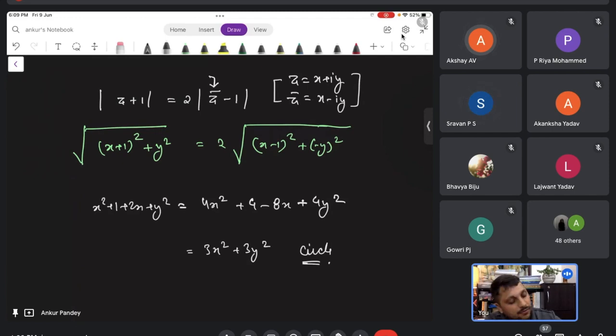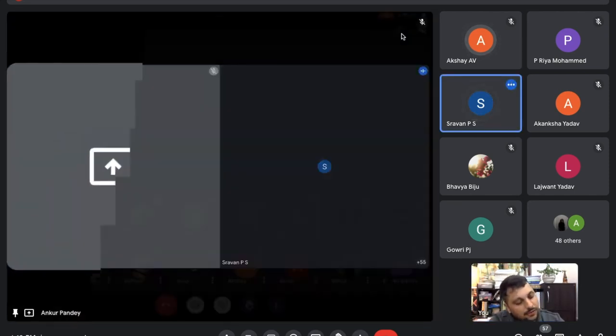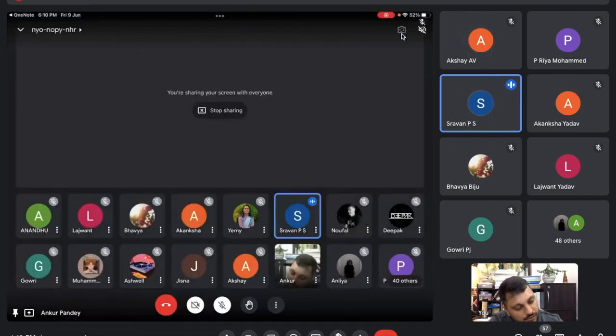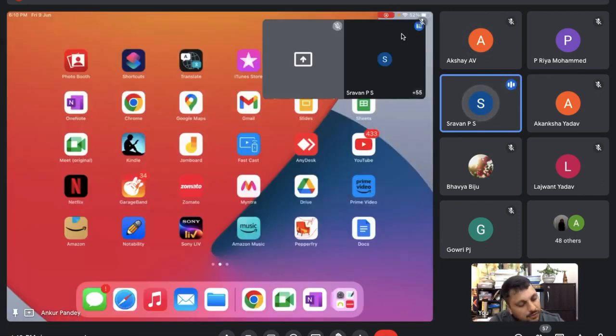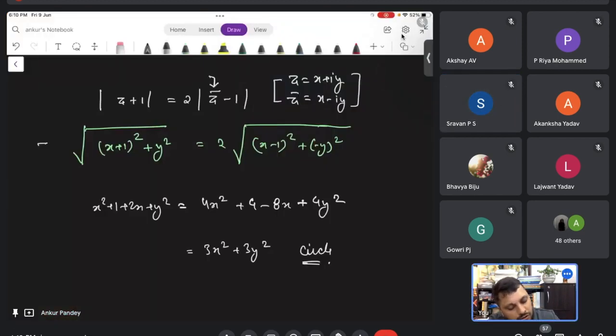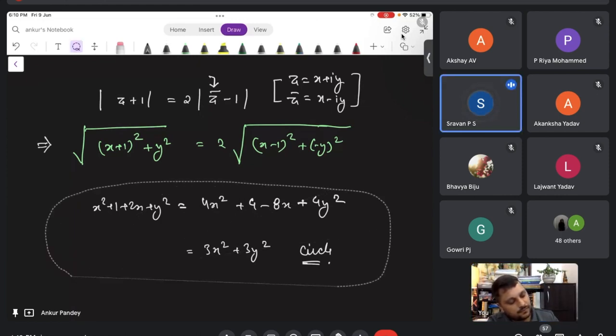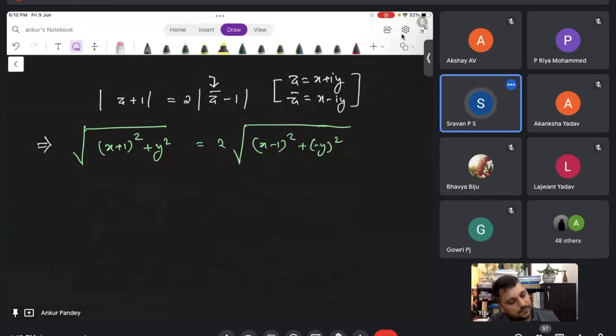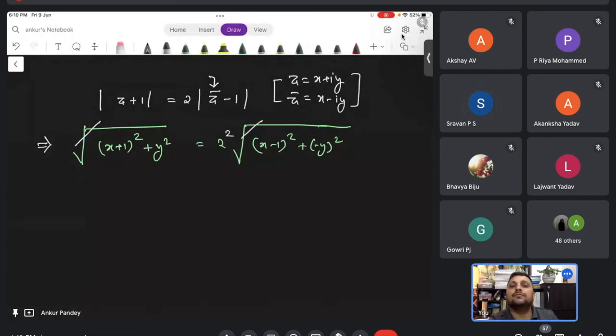Sir, can you tell me how to solve 2 into root of x minus 1 whole square plus y square? Sure, why not. Your working till here is safe. Yes, sir, I was able to solve root of x plus 1 whole square plus y square, but after that, the problem. So when we square on both sides, this root goes and this becomes square. Yes or no? No, sir, I forgot that. Sorry. Okay, sorted. Thank you.